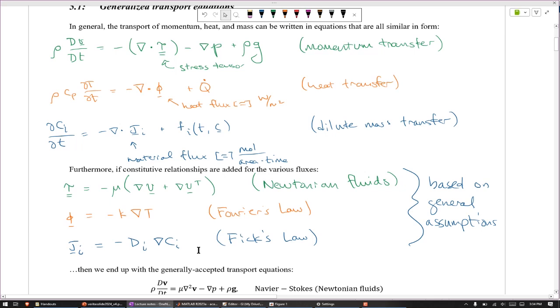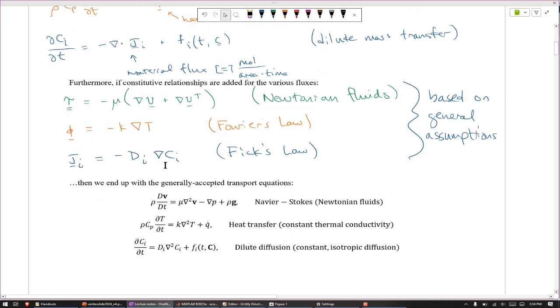So a lot of times we'll take these constitutive relationships, we'll plug them into the bookkeeping balance equations that we have above, and get these super famous equations that we have at the bottom, right? The first one being the Navier-Stokes equations, which I know that you all have seen in your fluids class, but also there's a heat transfer equation, and there's a dilute diffusion equation, right?